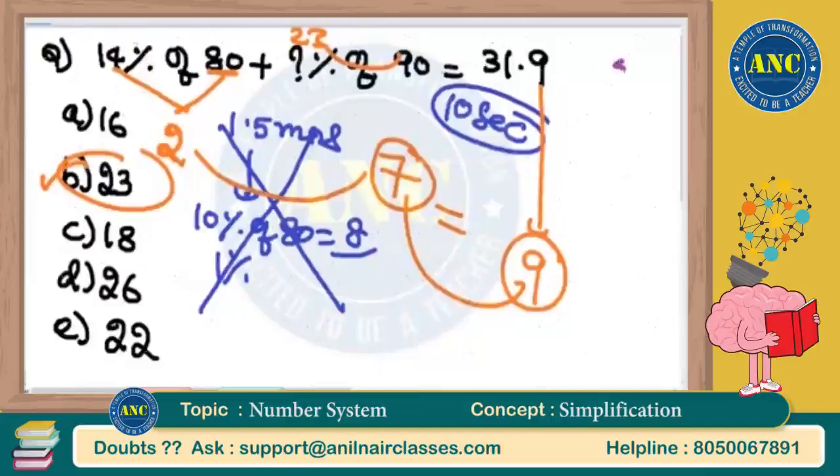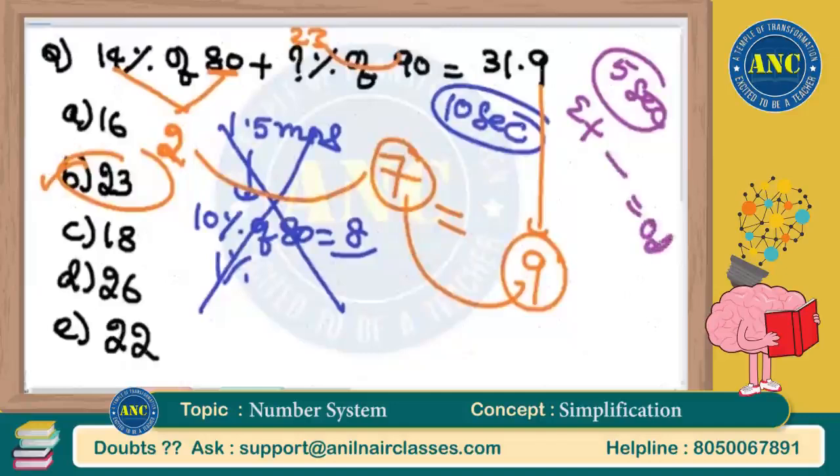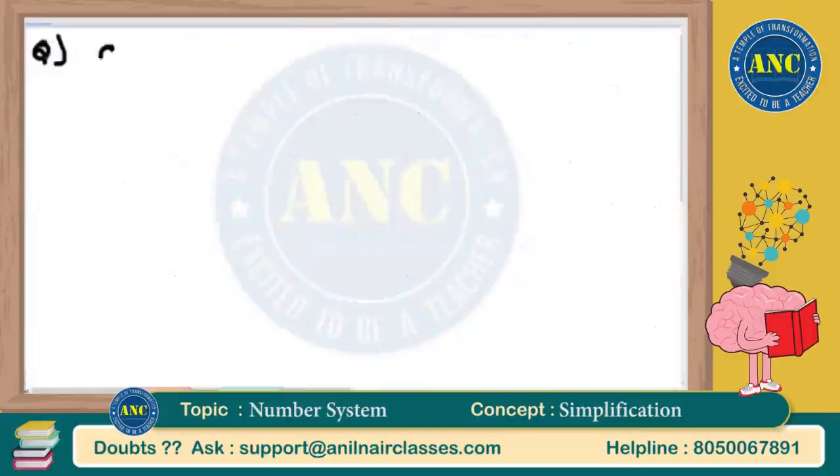Another way. It will take still 5 seconds to solve if you know the approaches. This 14 percentage is an even number. Plus something. 31.9 is an odd number. So this should be an odd number. If this is an odd number, 23, this will become 11.7. Answer is 23. Finish. Right? Please write down, sir.